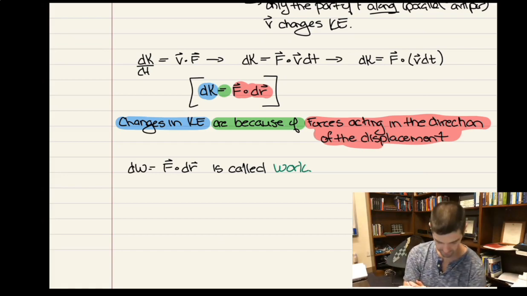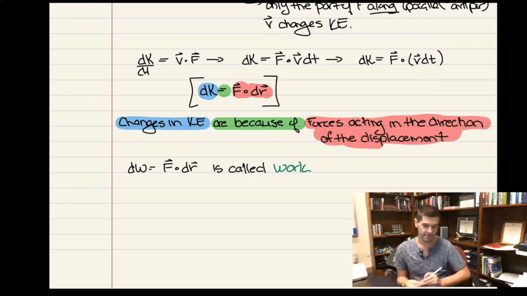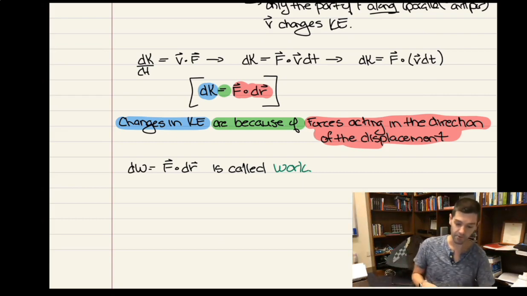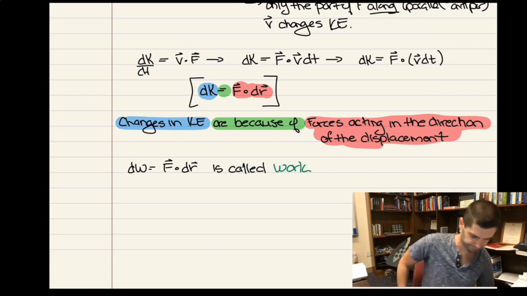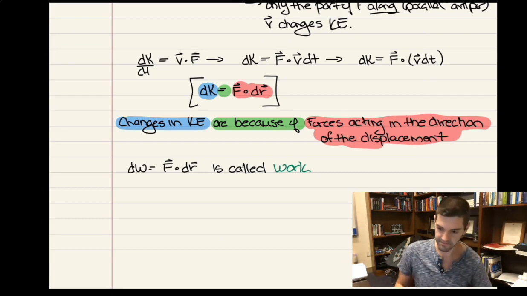In physics, the term work is used to describe the component of the force over a distance. You might have heard it explained as forces that are acting on an object over a distance. That is the physics definition of work.